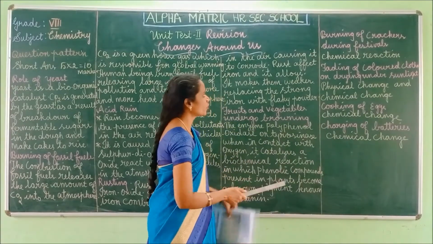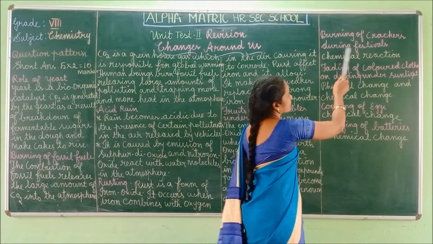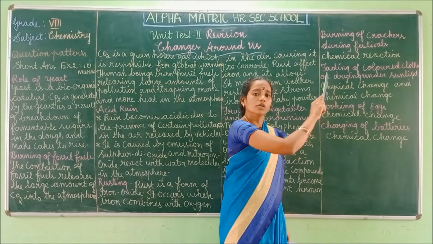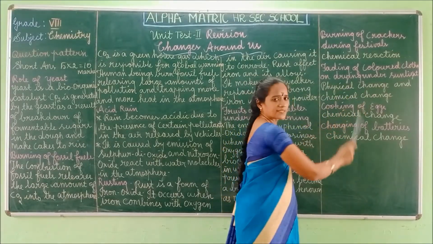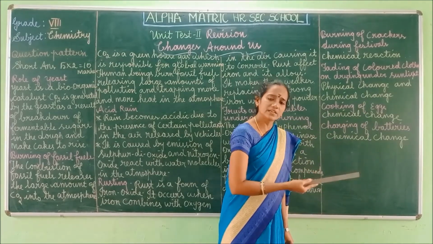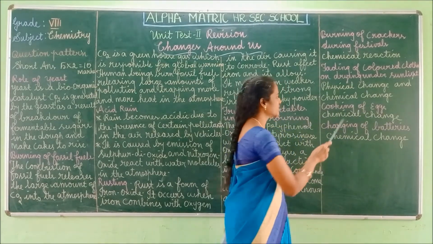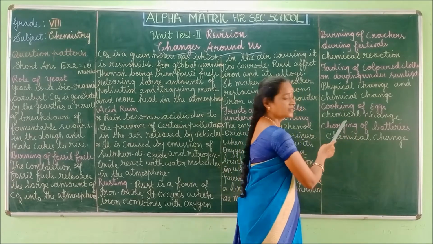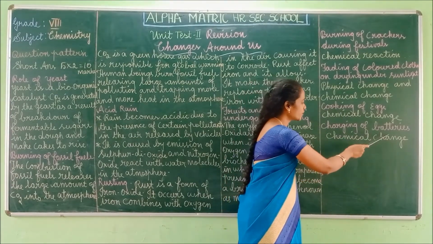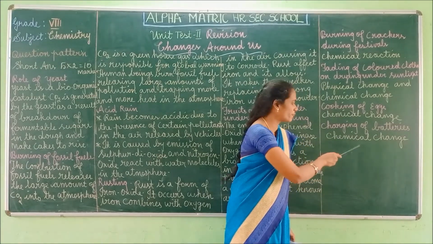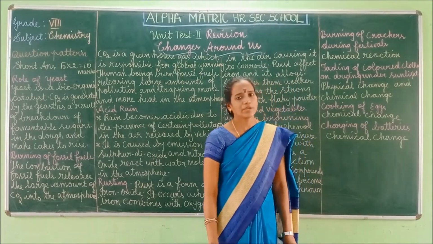Okay. So, what are the following activities? One is burning of crackers during festivals. It is due to chemical change. Next, fading of colored clothes on drying under sunlight. This is due to physical change as well as chemical change. Next, cooking of eggs. It is due to chemical change only. And finally, charging of batteries. Charging of batteries is due to chemical change.